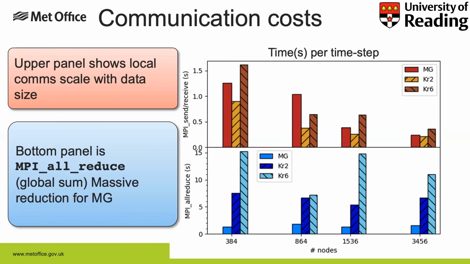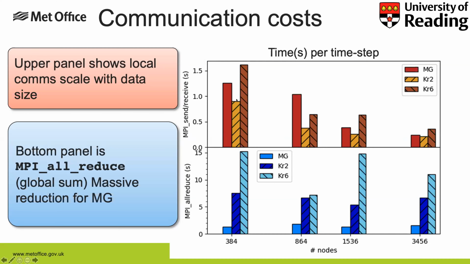So we look at the communication costs themselves. Here the upper panel shows the time per time step, so here lower is better. The upper panel shows the local communications, that's the halo exchanges, and how that scales with the number of nodes and thus data size.